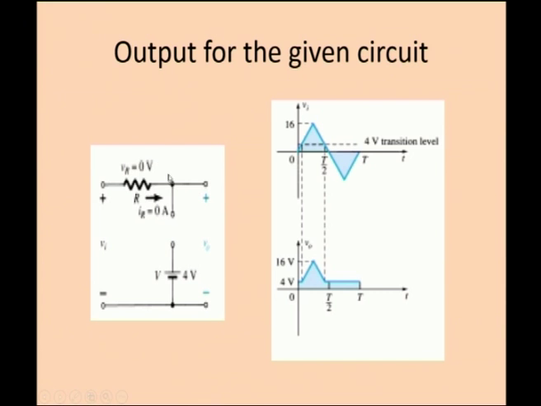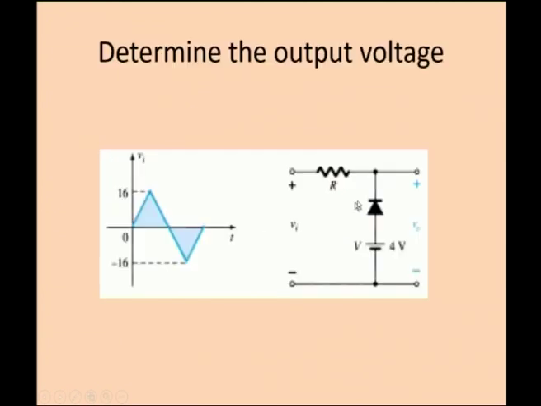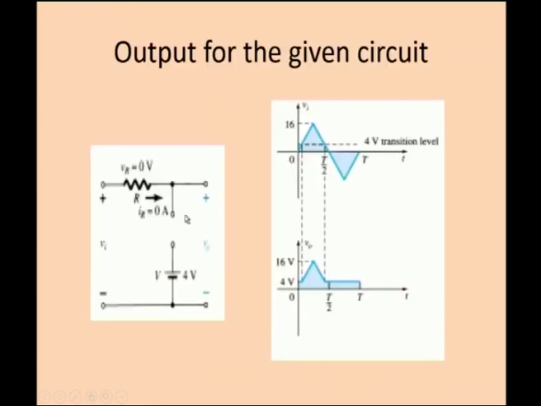If you give a more positive value, the diode will be in the off condition, because it is a reverse biased condition. So, the diode is reverse biased, so it is an open circuit, so the output follows the input. Up to 4 volts it won't conduct. Beyond 4 volts, the output follows the input.